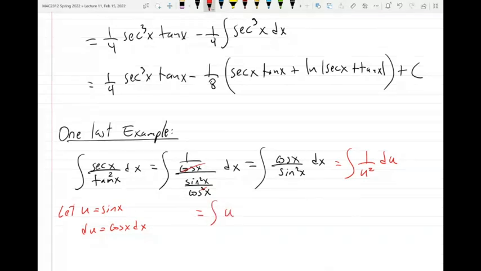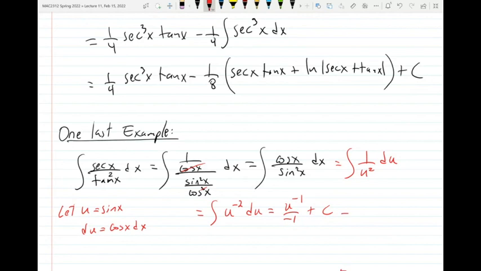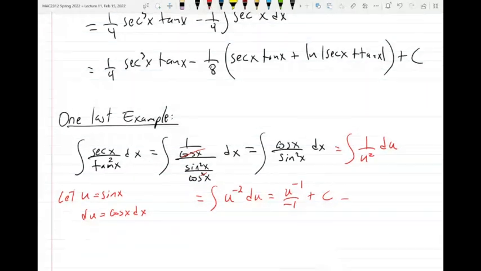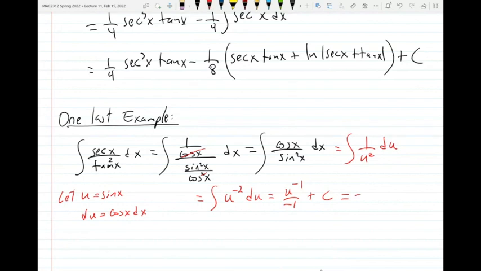You bring it up as u to the -2, and then we just use the power rule, right? So it will be u to the -1 over -1, plus c. So that's going to be minus 1 over sine. What's 1 over sine? Let me write it down. What's 1 over sine? Cosecant. So negative cosecant. Interesting.